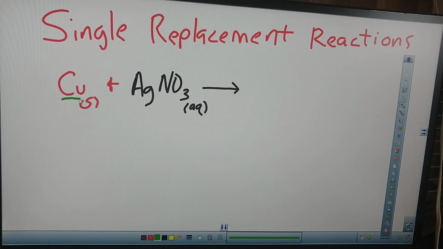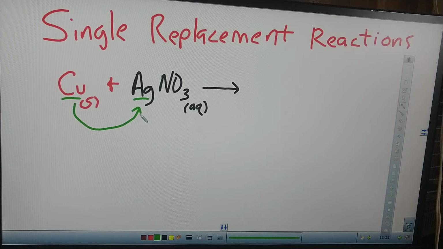Copper's by himself. Copper and silver are two metals. So if there was a single replacement reaction, that means that this silver would be replaced by the copper. Now, for this copper to get into this relationship and break up the silver and nitrate, the copper would have to be more attractive to the nitrate than the silver was.